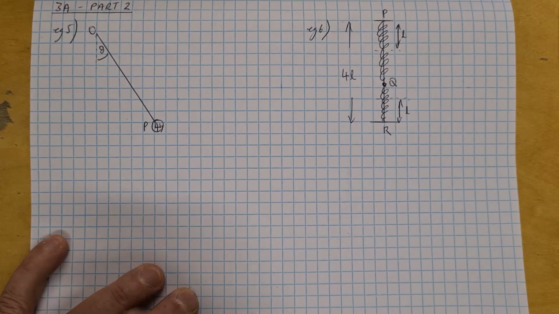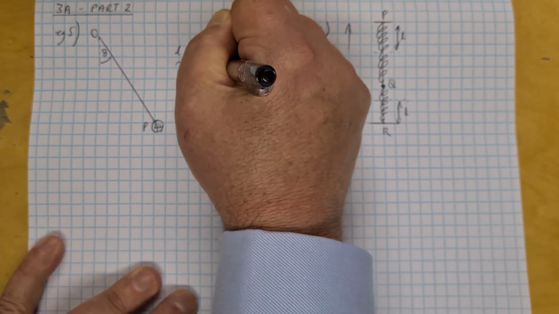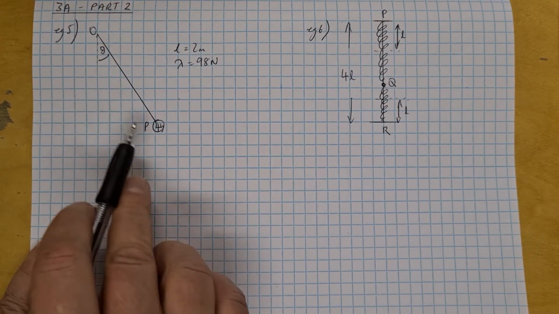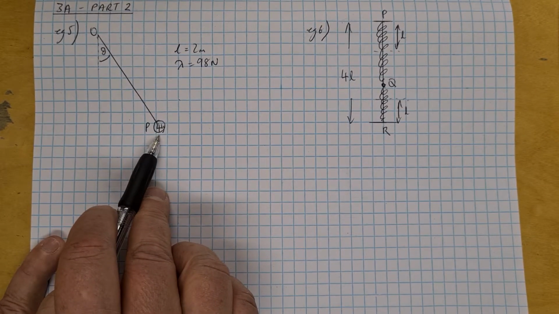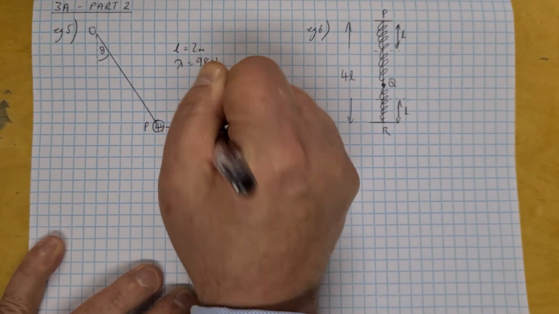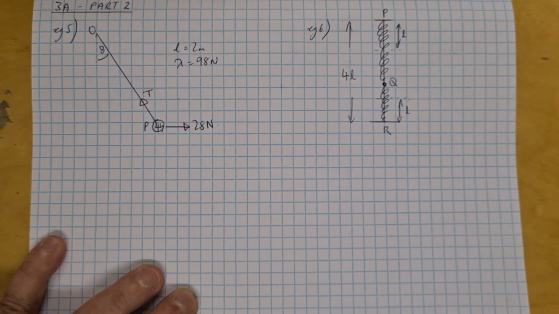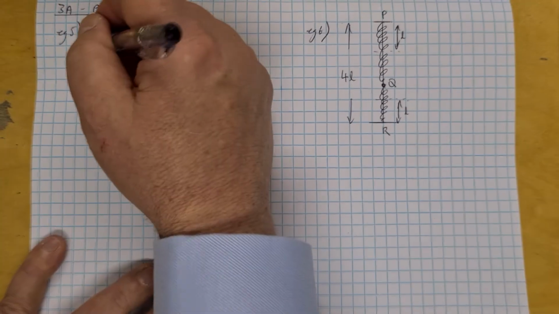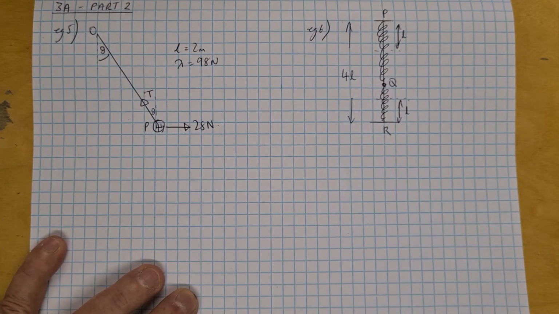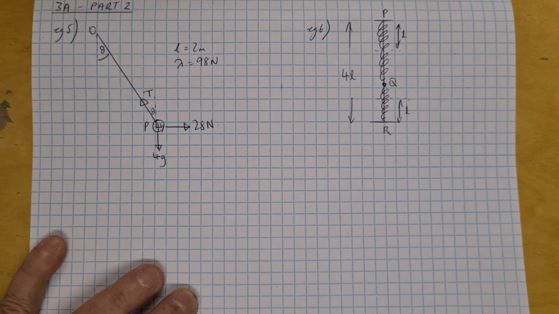So here we've got an elastic string of natural length 2 meters and modulus of elasticity 98 newtons. One end of the string, as you can see, is attached to a fixed point O, and the other end is attached to a particle P of mass 4 kilograms. The particle is held in equilibrium by a horizontal force of 28 newtons. It's obviously got to be in that direction to counteract the tension in our string, with OP making an angle of theta with the vertical there. So again, just put the theta value in there to the vertical as well, and the only weight we need to add there is the weight of the particle, 4g.